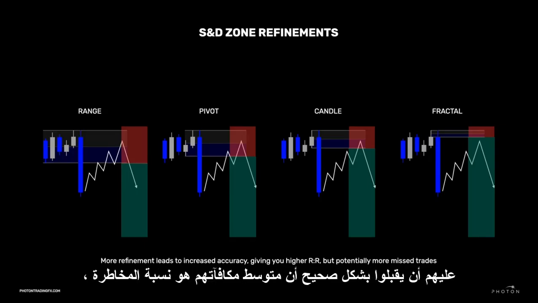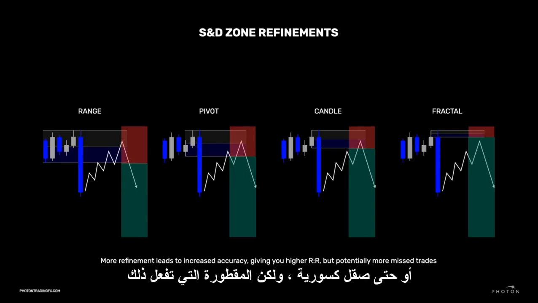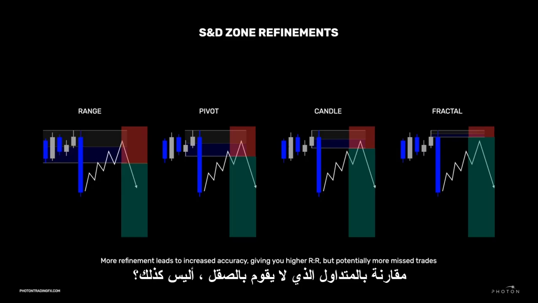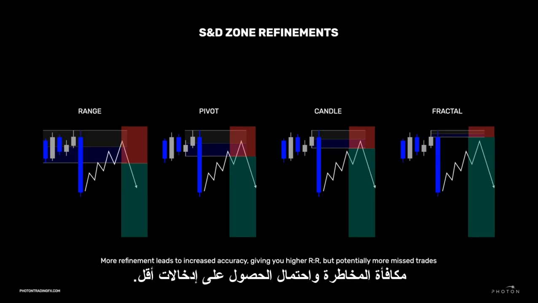But then what they have to do is they have to accept, right, that their average reward to risk ratio may be lower than a trader who chooses to always refine their zone to say just a candle or even a fractal refinement. But the trader who does refine and prefers that higher reward to risk, they then may have to accept that they're probably going to miss more positions compared to the trader who doesn't refine, right? So it's that balance between over refining to get the higher reward to risk and then potentially getting less entries. But again, don't worry too much about this right now, because we will talk about entries and refinements a lot more as we go along. For now, I just want you to really understand the different ways in which valid zones can be drawn, okay?